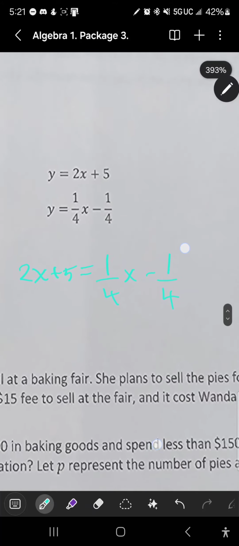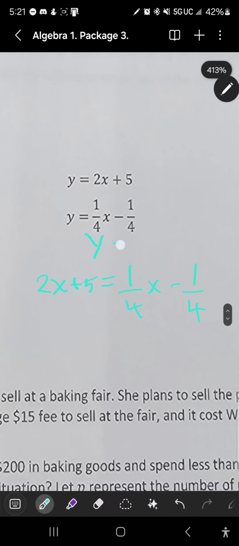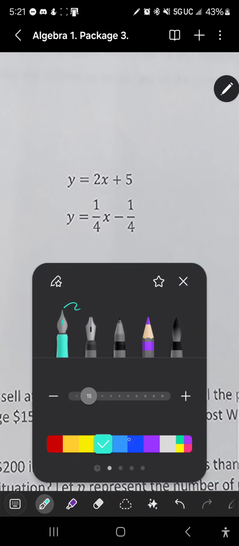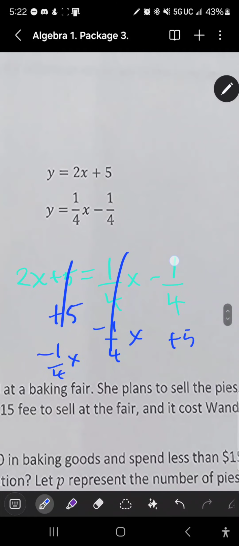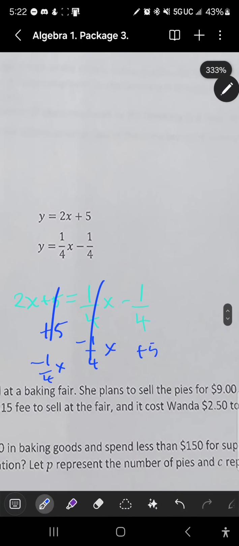Since they are both y, I'm just saying y equals y. Those are the two values of y. Now, if I want to solve, I'm going to have the x on one side, so negative 1 over 4x, and then I'm going to add 5, and then negative 1 over 4x. So this cancels, we get 2x.